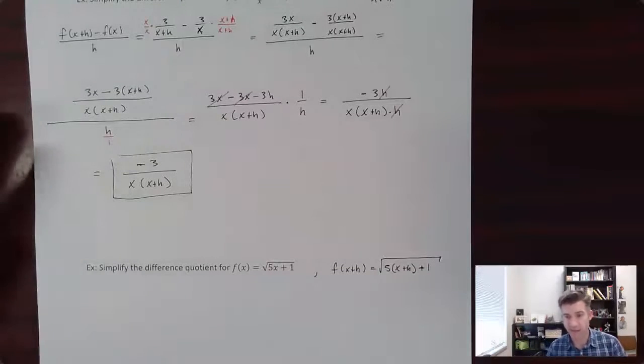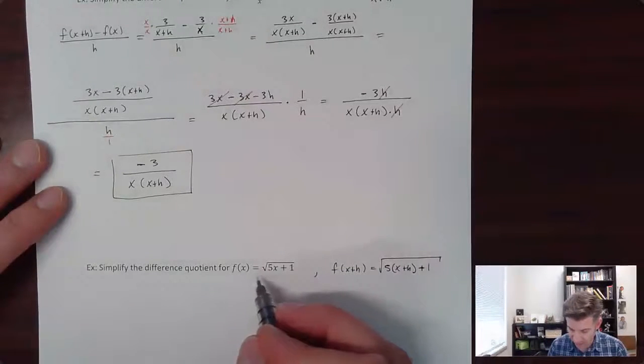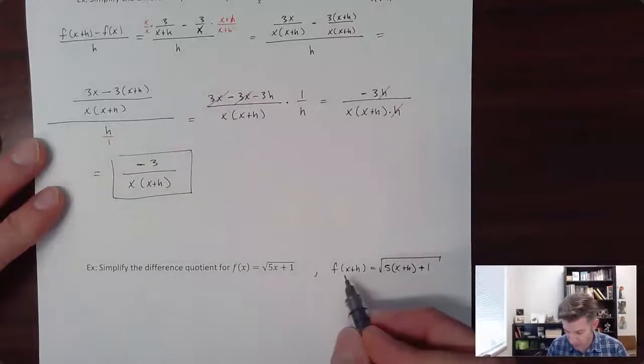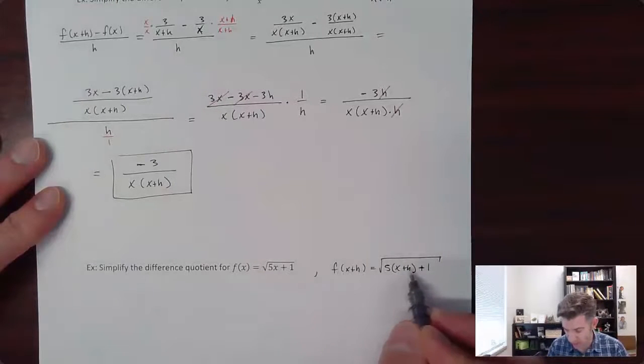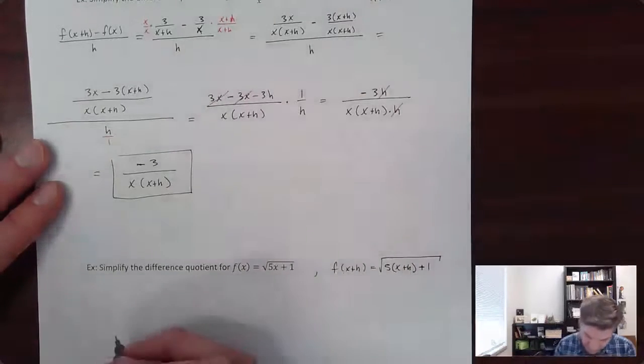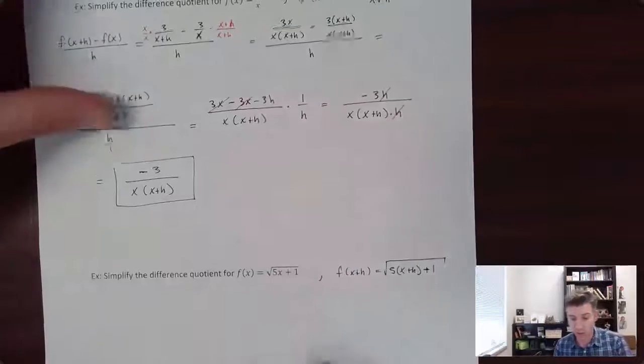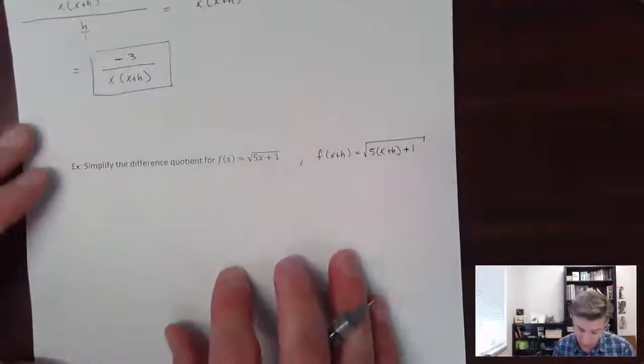To find and simplify the difference quotient for this other function, f of x equal to the square root of 5x plus 1, we have f of x plus h equal to the square root of 5 times x plus h plus 1. And we're going to use a technique called multiplying by the conjugate.